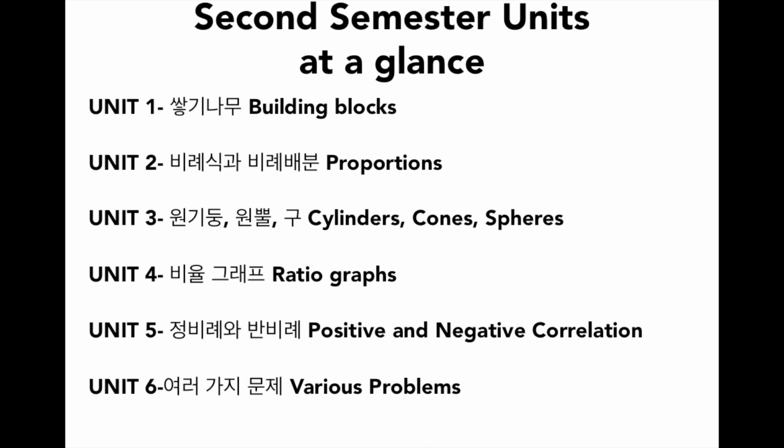Unit 2 is about proportions, and in Korean this is called 비례식과 비례배분. Unit 3 is all about three-dimensional figures like cylinders, cones, and spheres, and in Korean these are called 원기둥, 원뿔, and 구. Unit 4 is about ratio graphs, which in Korean is 비율 그래프, because graph is the same word in Korean and English. Unit 5 is about positive and negative correlation, which in Korean is 정비례 and 반비례. And Unit 6 is just called 여러 가지 문제, which I guess translates to various problems.